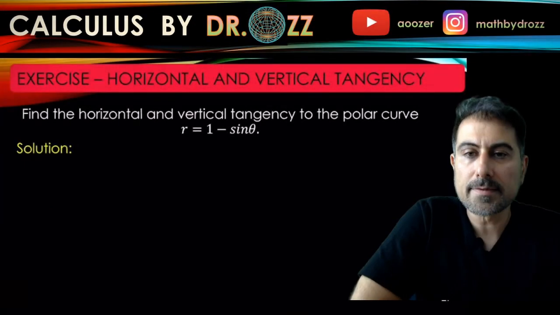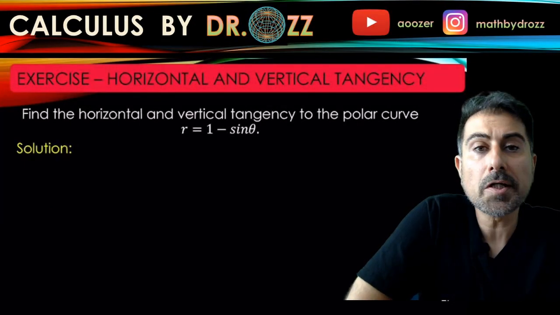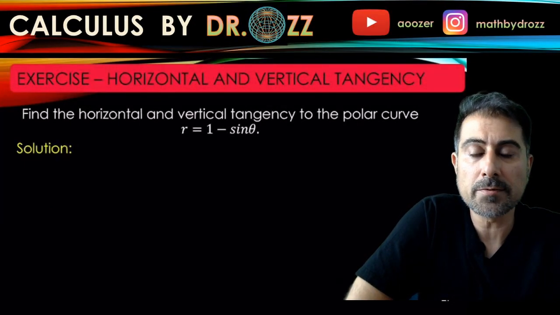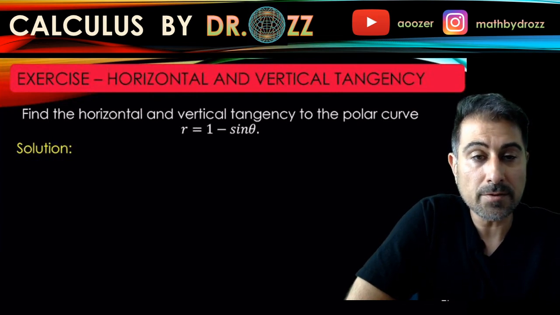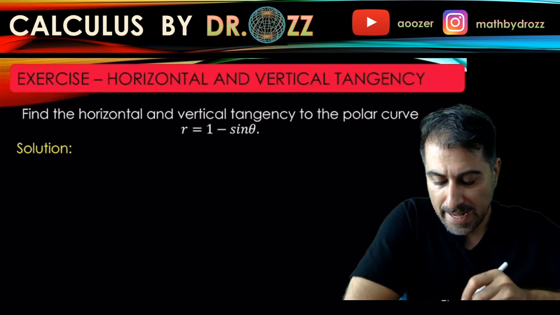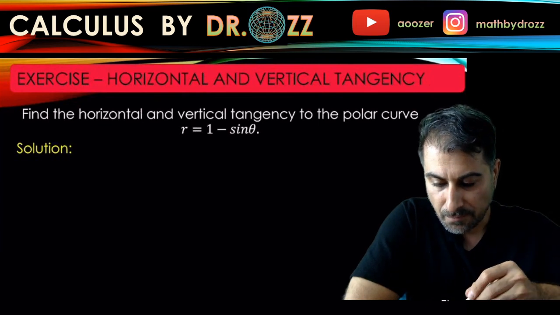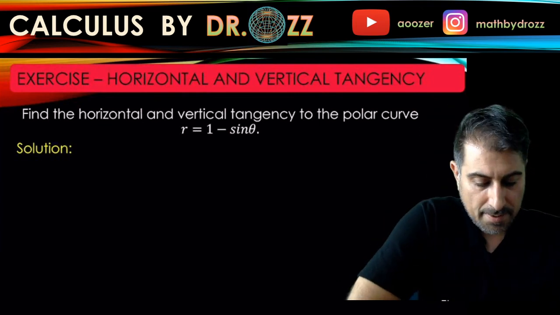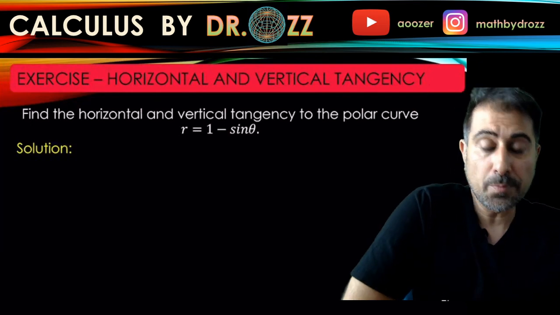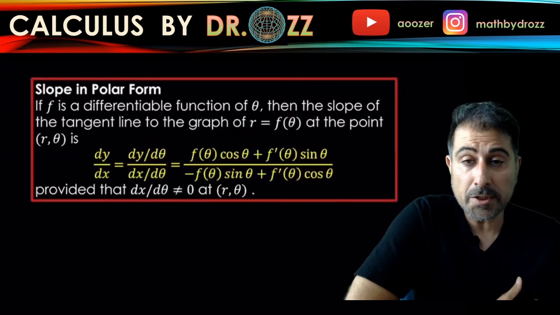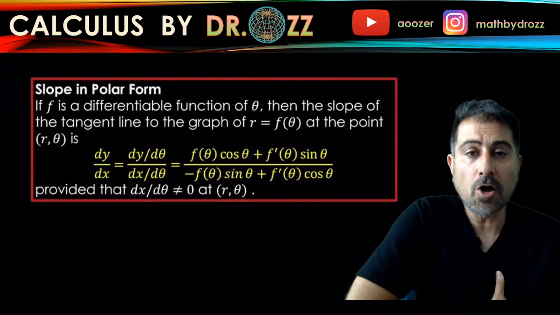All right, let's look at this problem. We have r equals 1 minus sine theta provided to us, and we're supposed to find horizontal and vertical tangent lines to the curve. Now I want to take you back to the formulation here that tells us what the slope of a polar equation looks like in terms of r and theta.